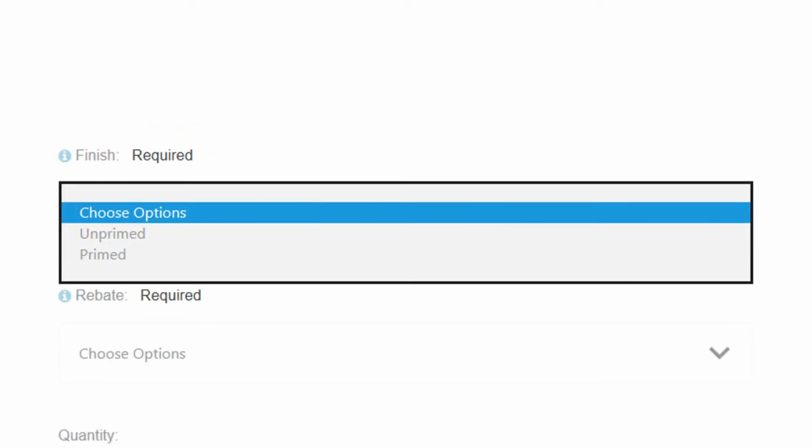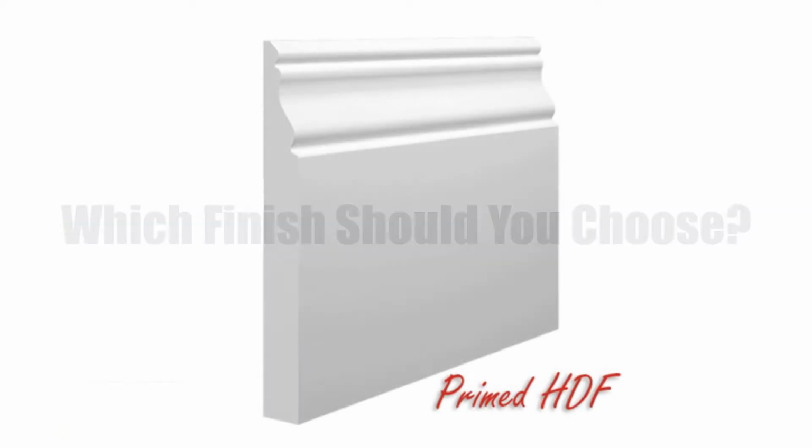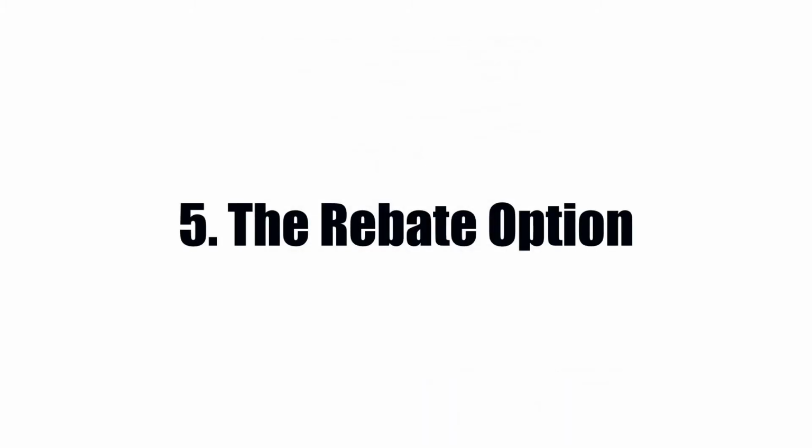The finish option. Now that you've chosen the required length, we're on to choosing the finish for the skirtings. Which finish should you choose? This shouldn't be a hard choice, and we always recommend choosing the prime finish. Choosing the prime finish not only saves time when adding your final finish, but will also ensure that the finish quality will be professional.